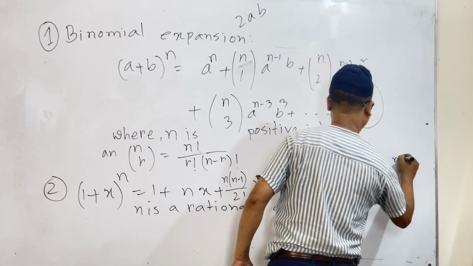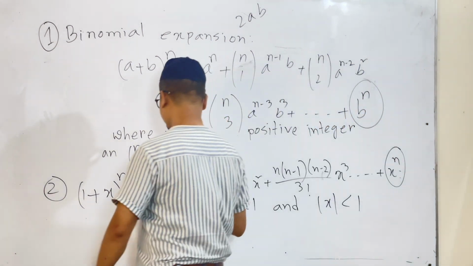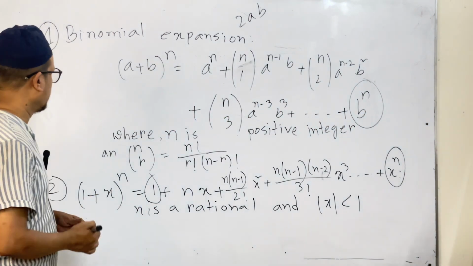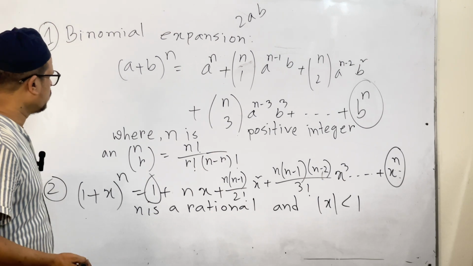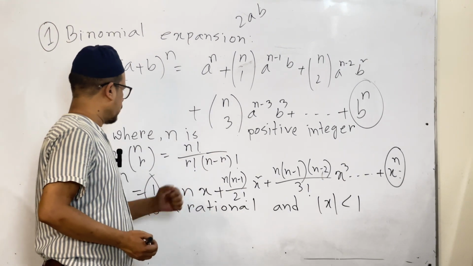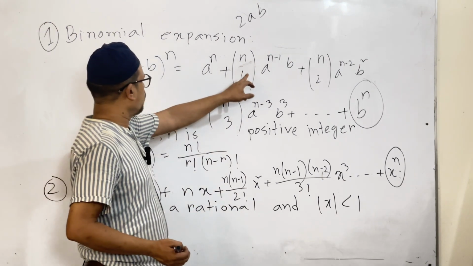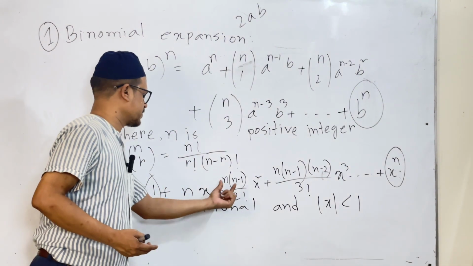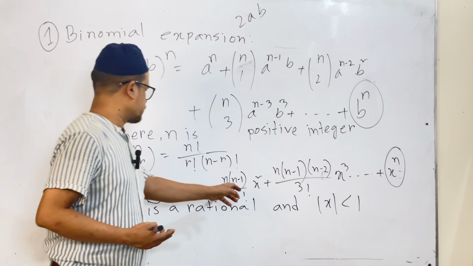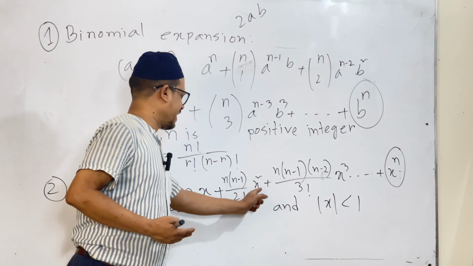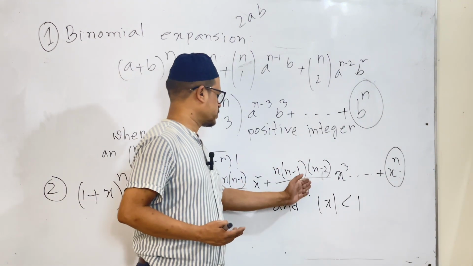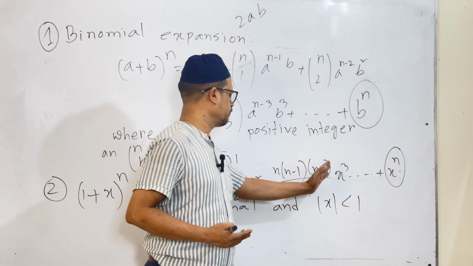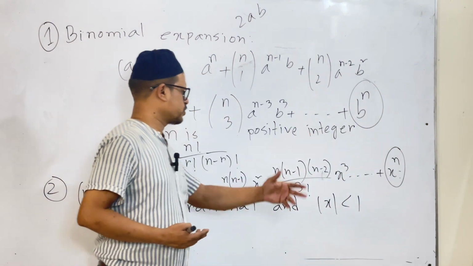X to the power n. This is the last term, this is the first term, and same here. Try to remember n. In the first bracket you can write down n. Simple: nx plus n(n minus 1)/2 factorial x square plus n(n minus 1)(n minus 2)/3 factorial x cube, up to x to the power n.